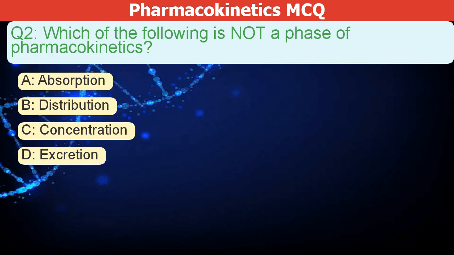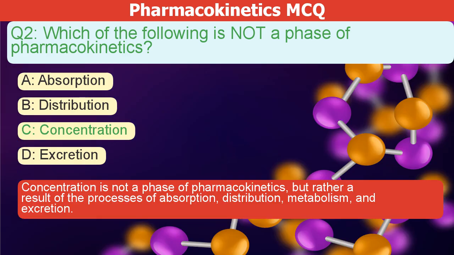Which of the following is not a phase of pharmacokinetics? A. Absorption. B. Distribution. C. Concentration. D. Excretion. The correct answer is C. Concentration is not a phase of pharmacokinetics, but rather a result of the processes of absorption, distribution, metabolism, and excretion.